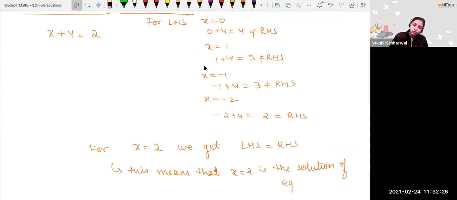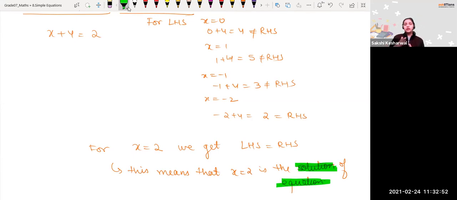What do you mean by solution of equation? Solution of equation means the value of x which, when substituted in the equation, makes LHS equal to RHS. So that is why x is equal to minus 2 is the solution of the equation. So I think we have finished this topic. In the next class we'll be doing the solving of equations and more questions on it, right?